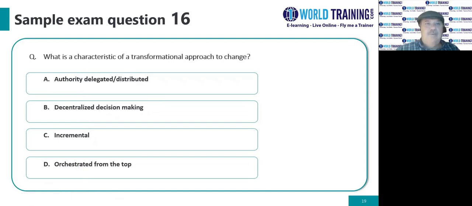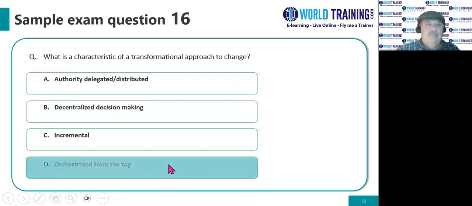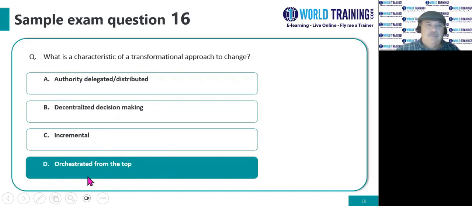Orchestrated from the top. I probably would have chosen that one. Yeah, like the word orchestrated is important here. It's not that they're dictating everything, but they're setting the vision and orchestrating the overall activities, even though there are decentralized teams that are making decisions at a micro level, but from the leadership level, at least orchestrated from the top makes sense.